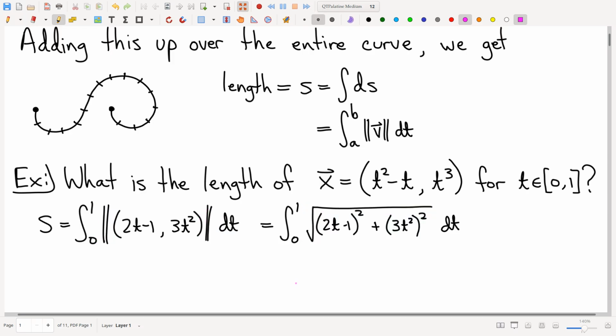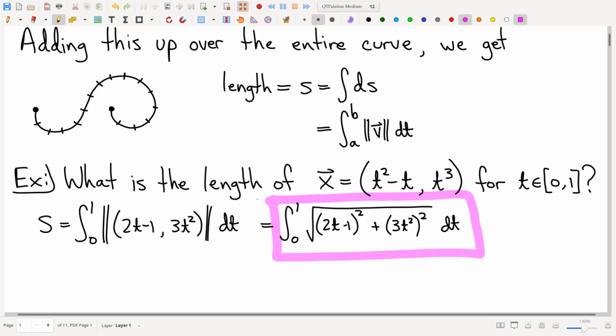So by the way, if you look on some of my old tests where you may find what's the length of the curve kind of questions, very often the question will say, write an integral in terms of a single parameter that represents the length. In other words, you don't have to compute the integral.